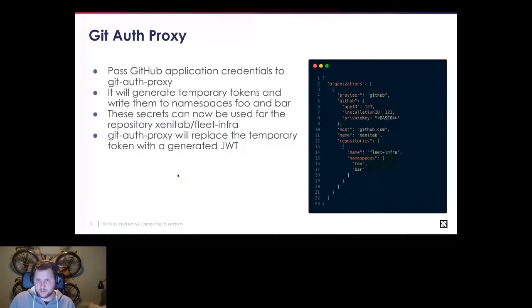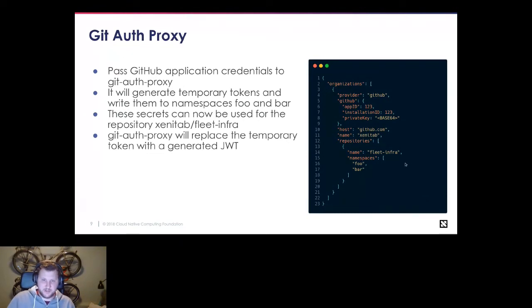So this is how the configuration looks. You basically give it a configuration. You tell it, I want to use the GitHub provider. Here is the installation ID, the private key, and the app ID. You give it the organization name, so we get the GitHub organization, and the repository, and then the namespaces that should have access to this repository.